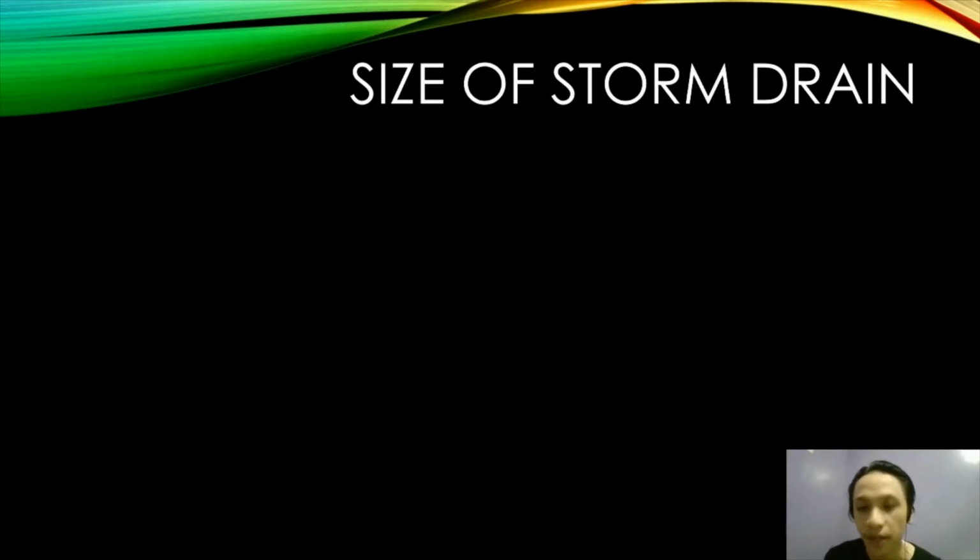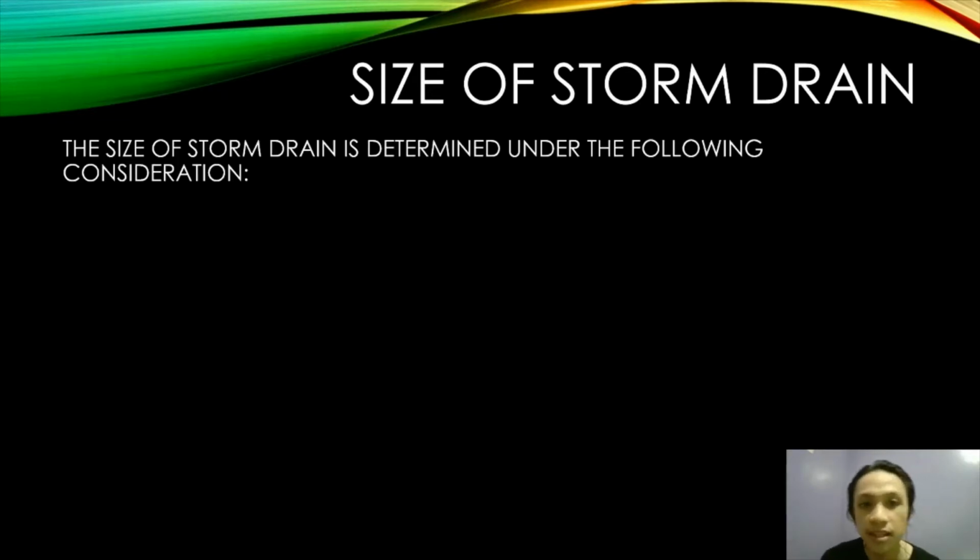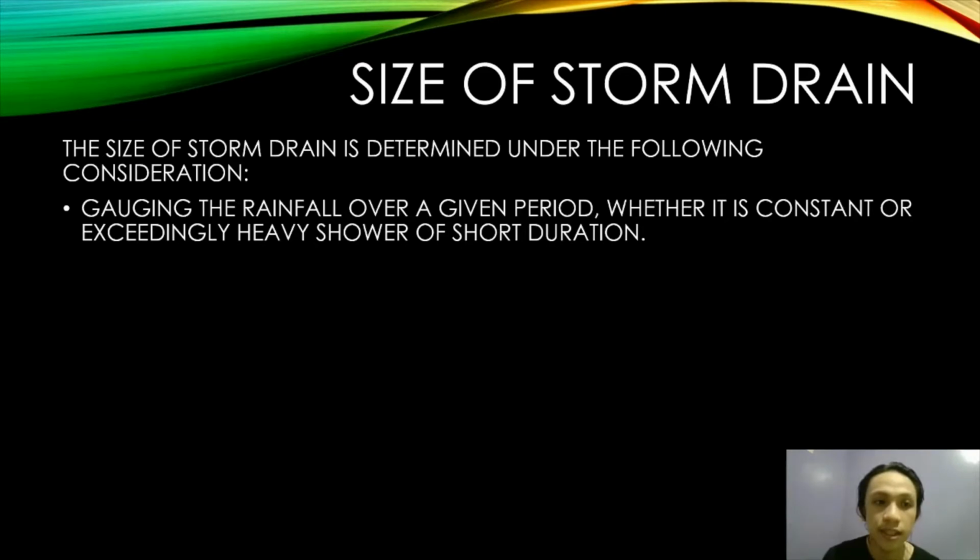Size of storm drain. The size of storm drain is determined under the following considerations. We have 5 considerations. The first is gauging the rainfall over a given period, whether it is constant or an exceedingly heavy shower of short duration. So this is about the rainfall intensity and the time interval.